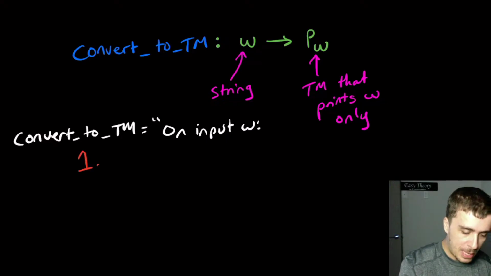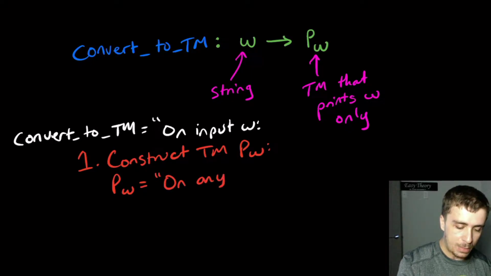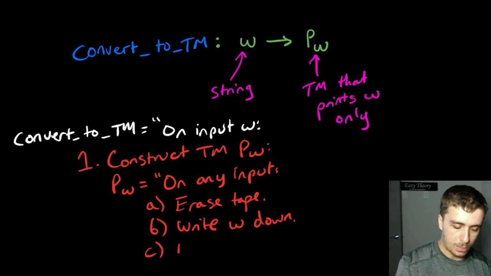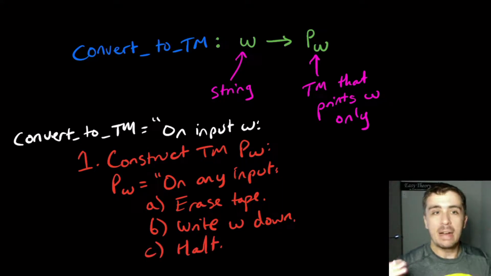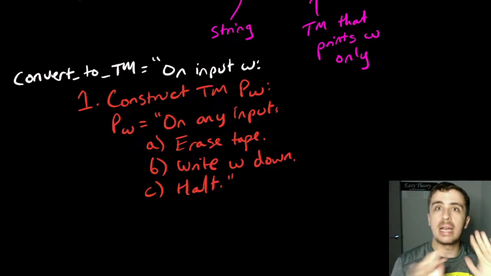So the first step here is to construct a Turing machine called PW. PW is going to get any input. Then its first stage is to erase the tape, then write W down, and then halt. So it's a very, very simple machine. All it does is erase the tape, write the string down, and stop immediately.